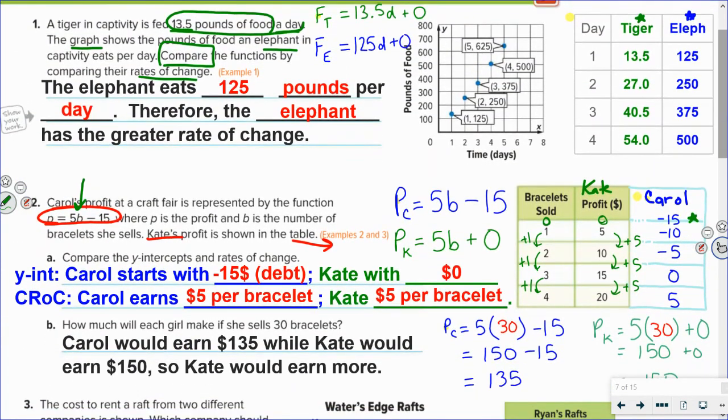As mentioned, think about these two problems. How are they similar? How are they different? Problem 1 has a graph. Speaking of, I could have put the food for the tiger in the graph: 13 and a half, 27, 40 and a half, 54. Boy, oh boy, you can see pretty clearly.